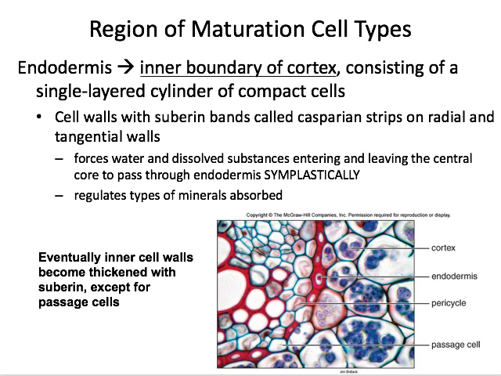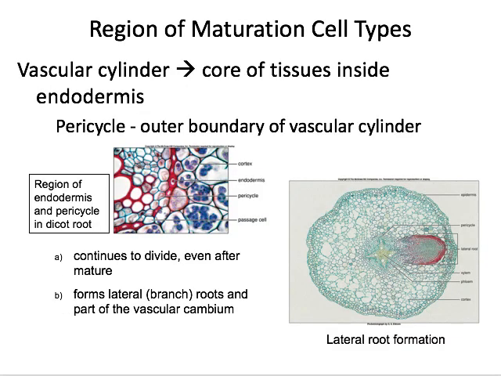And that's important because once that water gets into the vascular cylinder, there's really no controlling it anymore. By transpiration, it's simply going to move rapidly through the plant. So by having this endodermis with this Casparian strip found inside of it, it's going to allow for regulation of the minerals absorbed.